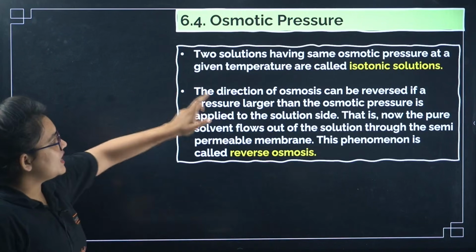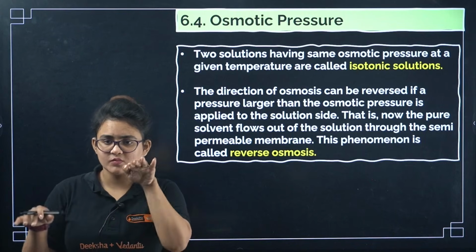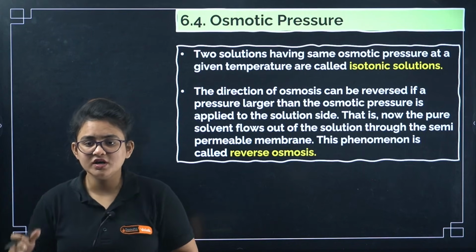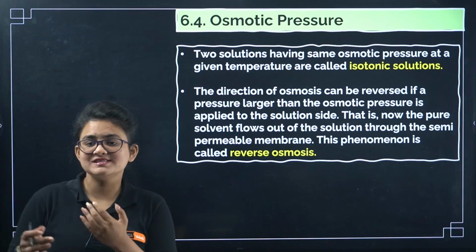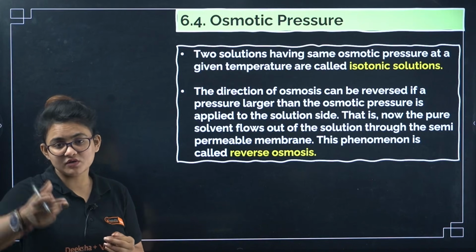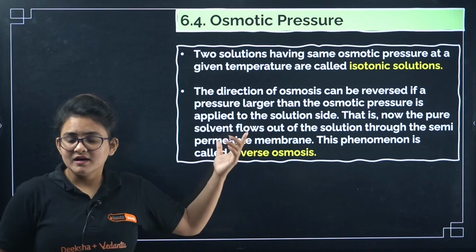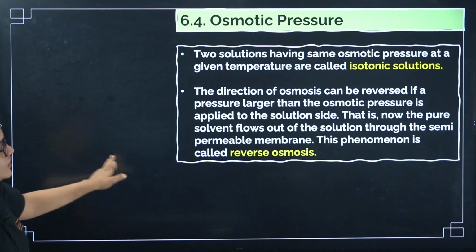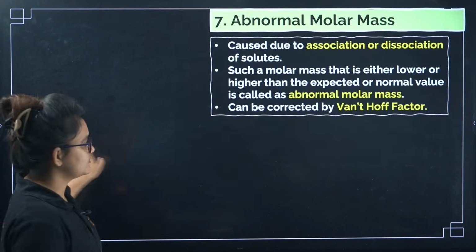Let's proceed. Here you can see, isotonic solution means whenever two solutions on both sides of the semi-permeable membrane are of the same concentration, they are isotonic with respect to each other. Reverse osmosis is when the direction of the osmosis is reversed just by applying some extra pressure more than the osmotic pressure. That is your reverse osmosis, and we take the help of it for desalination. It's going to be super important for your examination. For the desalination purpose, we use reverse osmosis.